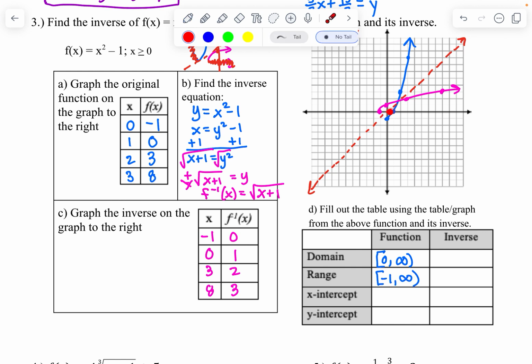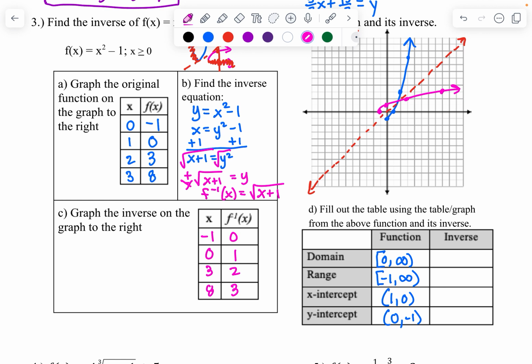We see the x-intercept right here. It's touching the x-axis at 1, 0. X-intercepts have a y value of 0. And then the y-intercept right here, where it's touching the y-axis, that has an x value of 0. So that's at 0, negative 1.